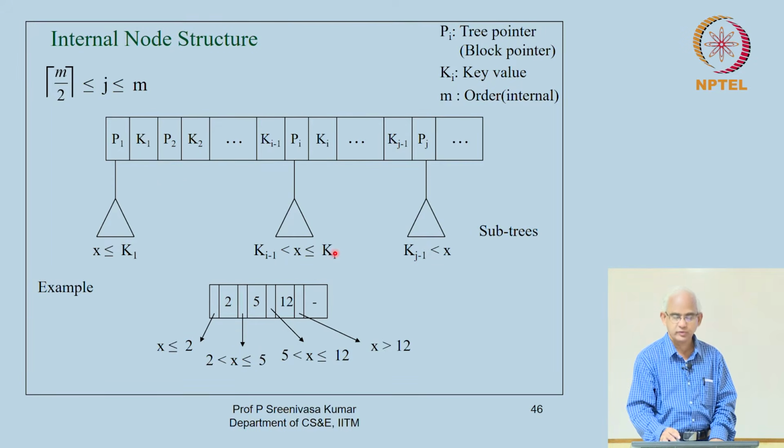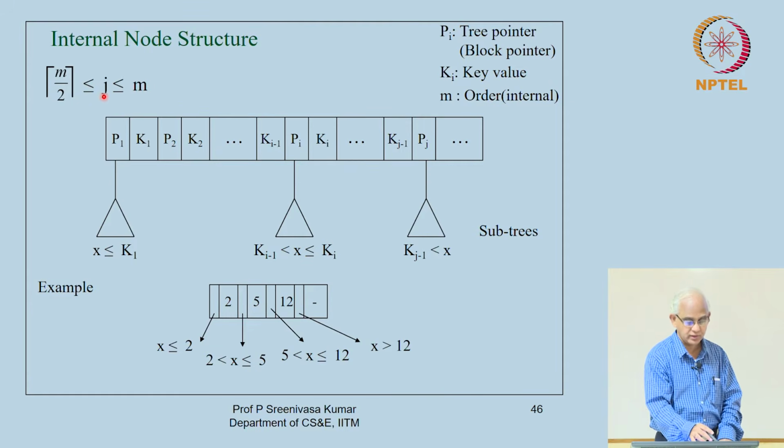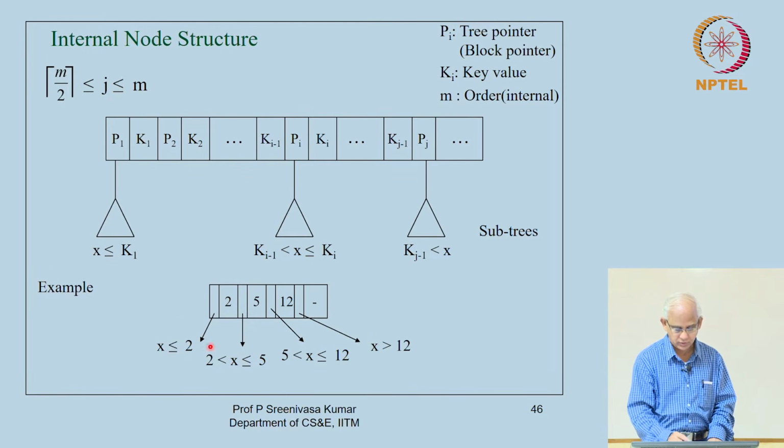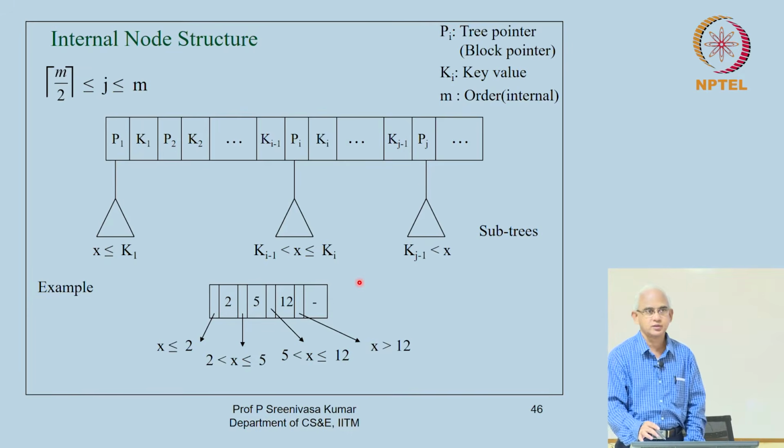Okay. So, that is how we will organize these subtrees. And now, what is M? M is the maximum number of tree pointers that are there. So, this J is upper bounded by M, and interestingly it is also lower bounded by M by 2. So, it should be at least half full. This is to ensure that you have balance in the tree. So, it is at least half full and at most M number of tree pointers will be there. Okay. So, is this internal structure clear? The structure of the B plus tree internal node.